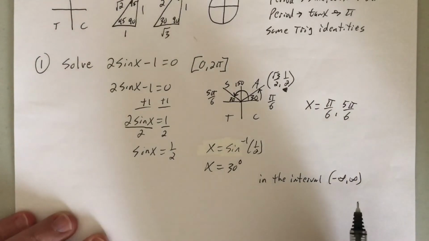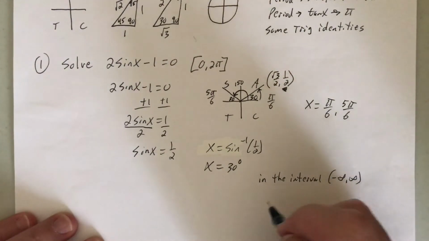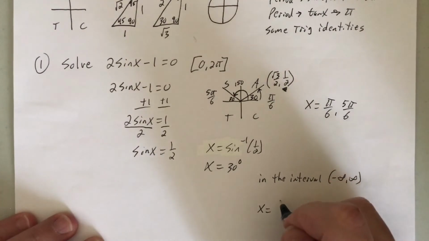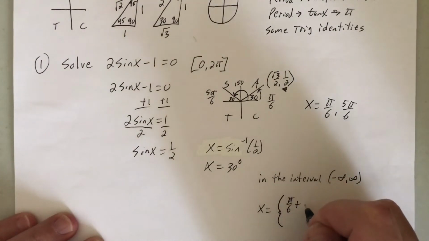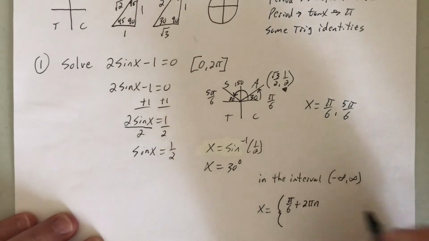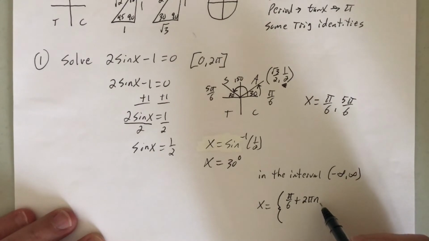Now remember that the domain of the sine function is all reals. So basically we're going to have an infinite number of solutions. Well, how can we write that? So what we do is we use the fact that the period is 2 pi. So I can say that pi over 6 plus 2 pi n. Now if you remember correctly, when we talked about this, n represents any integer.